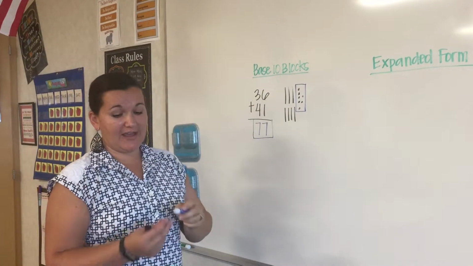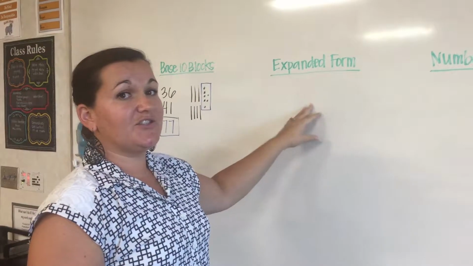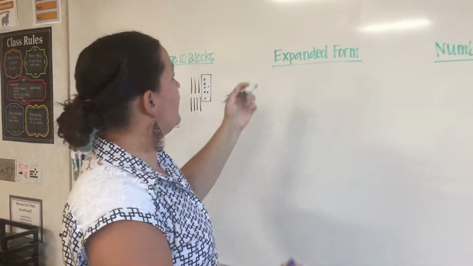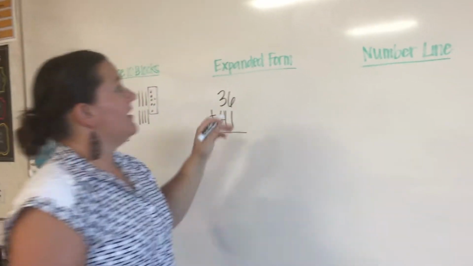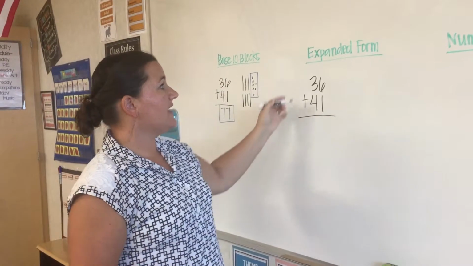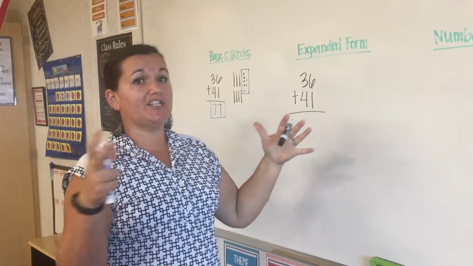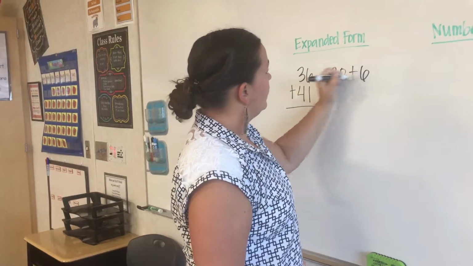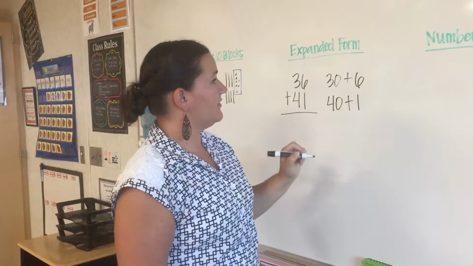Now you know how I'm going to know if I have the right answer? I'm going to solve it again using expanded form. My answers will match if I have the right answer over here. So let me rewrite my equation again. You may also hear expanded form referred to as break apart method. I'm breaking my numbers from standard form into expanded form. I'm stretching them out. So 36 represents 30 plus 6. 41 represents 40 plus 1.